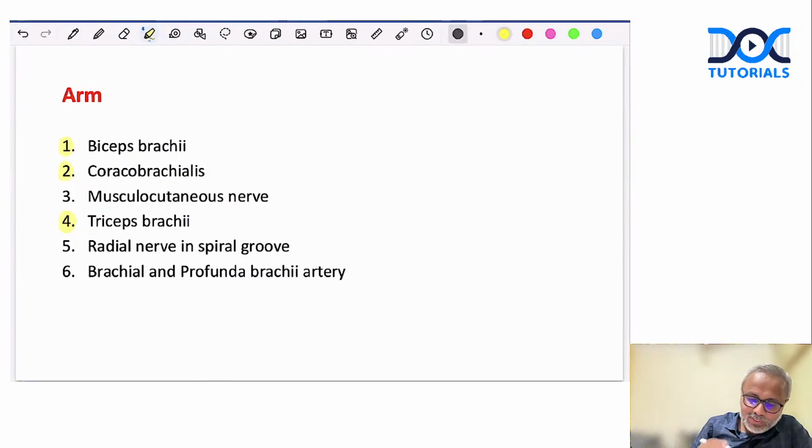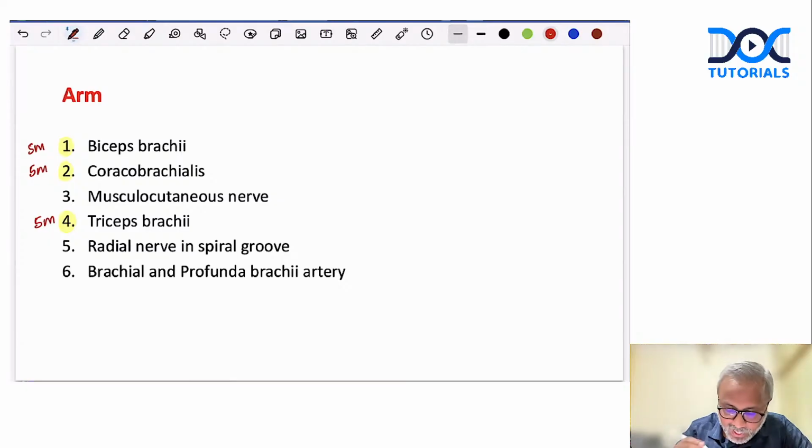Done? Right. Then these are asked as, let's say, 5 marker questions. So all these muscles are basically asked as 5 marker questions, whereas the musculocutaneous nerve is one more important 5 marker, right? Then the radial nerve in the spiral groove is a very important 10 marker or a 5 marker, right? In the entire upper limb, long essays can be asked from the chapter on the nerves.